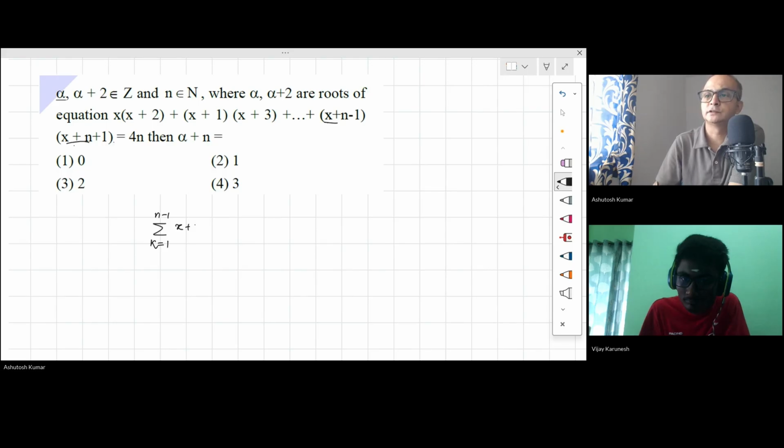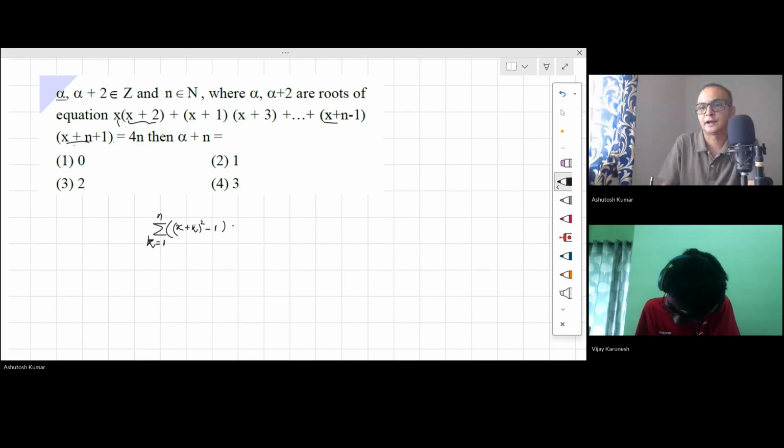So x plus n you can take together. So we can write directly here, if you notice, that I can start from k starting from 1 and goes up to n, and I can write (x plus k) the whole square minus 1. You notice how I'm writing? Because this can be written as x plus 1 minus 1, and this can be written as x plus 1 plus 1. This is x plus 2 minus 1, this is x plus 2 plus 1. It means each term can be written in a plus b, a minus b format. And so we are getting this, and that's equal to 4n.